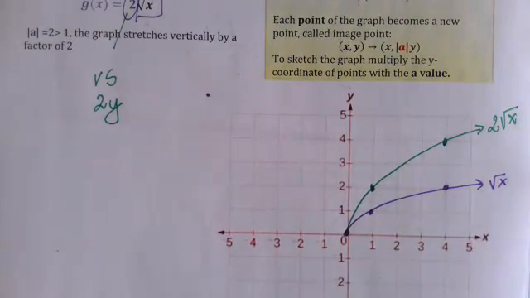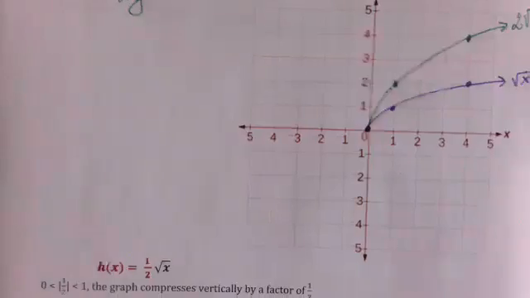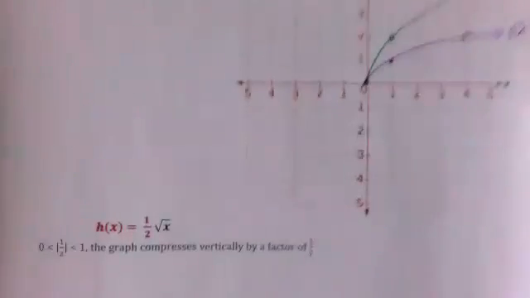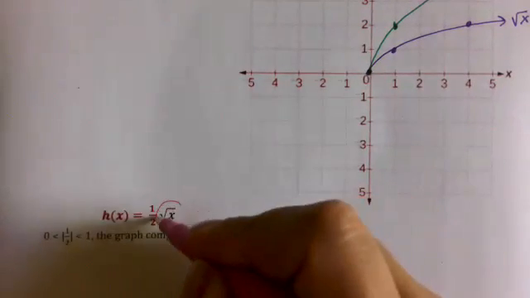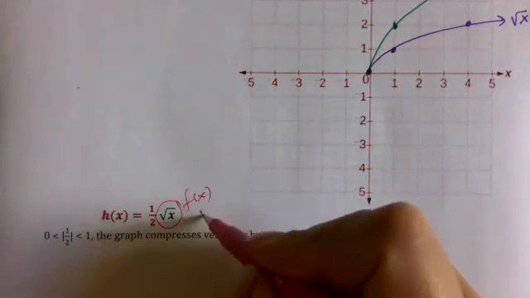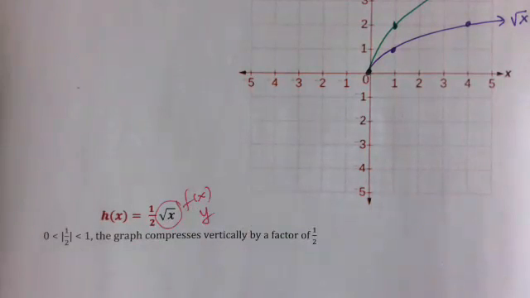Okay, so let's have a look at the function at the bottom of this page. Now we're going to graph it on the same page here. We have h of x equals 1/2 of square root of x. When you're multiplying the function, which is f of x, sometimes we call it, or even y, you can call it, because not all the time we name it with the function notation.